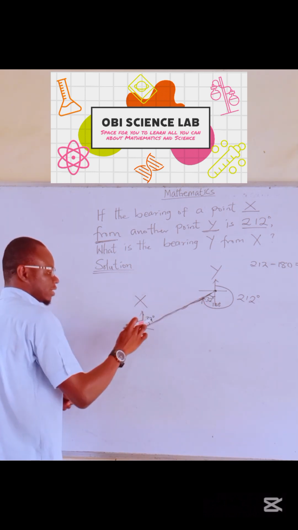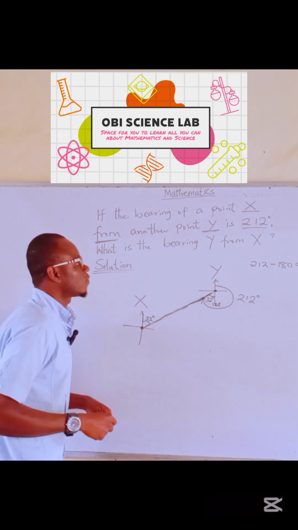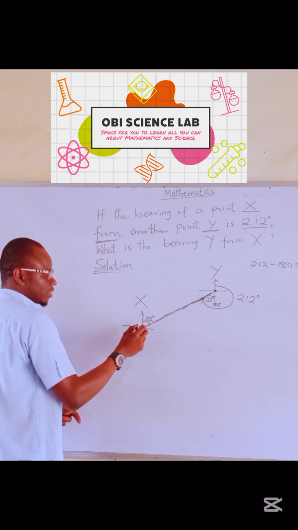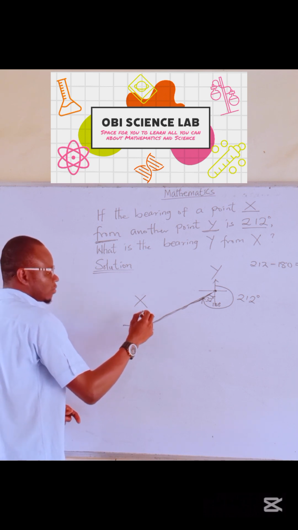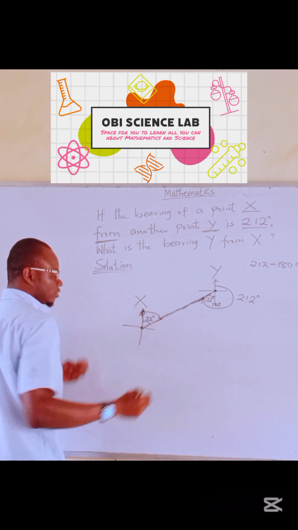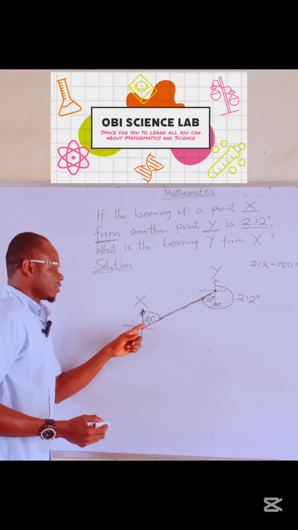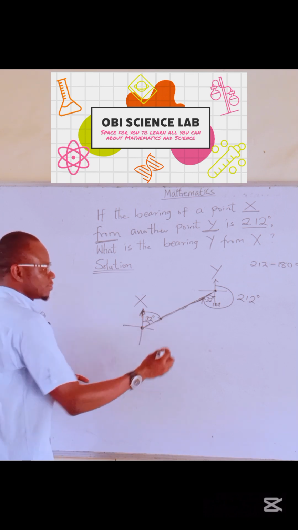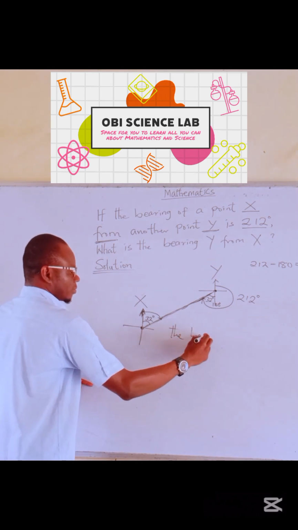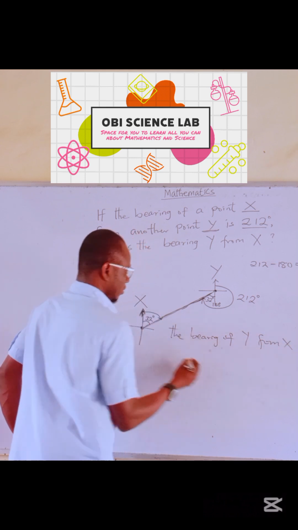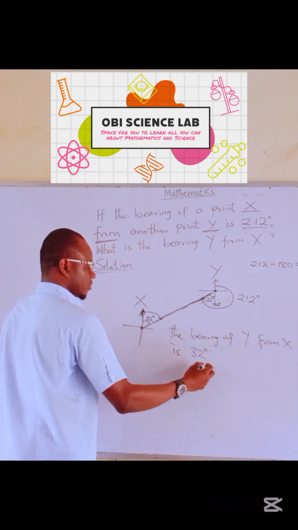So if these 32 alternate here, I will now ask, what is the bearing of y from x? The bearing of this y from this point x. From this point x, bearing we know is measured in the clockwise direction, starting from the north pole. So from this north pole to this line that produced the y, the bearing of y from this x is this 32 degrees that we have. So that means the bearing of y from x is 32 degrees. That is the answer. Thank you.